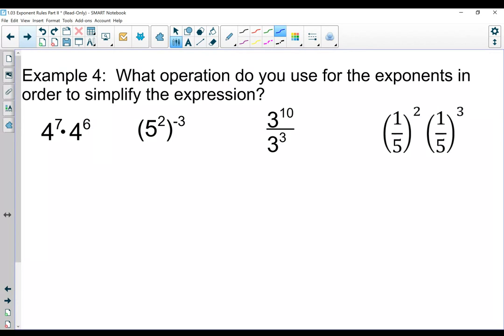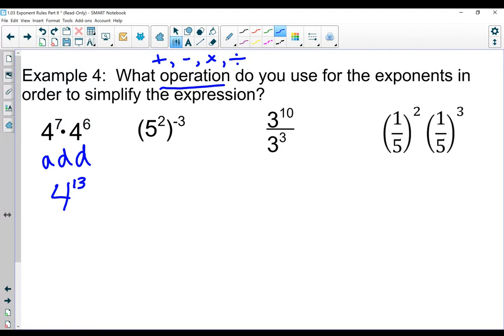Example 4 is asking us, what operation do you use for the exponents in order to simplify the expression? So operation would mean adding, subtracting, multiplying, dividing. So we want to think about, for each problem, what are we actually doing? Let's start with the first one. 4 to the 7th means I would have 7 factors of 4 written out, and then I'm multiplying by 6 more factors. I would have to be adding up how many there are altogether. So this one's going to be add, and my answer would be 4 to the 13th.